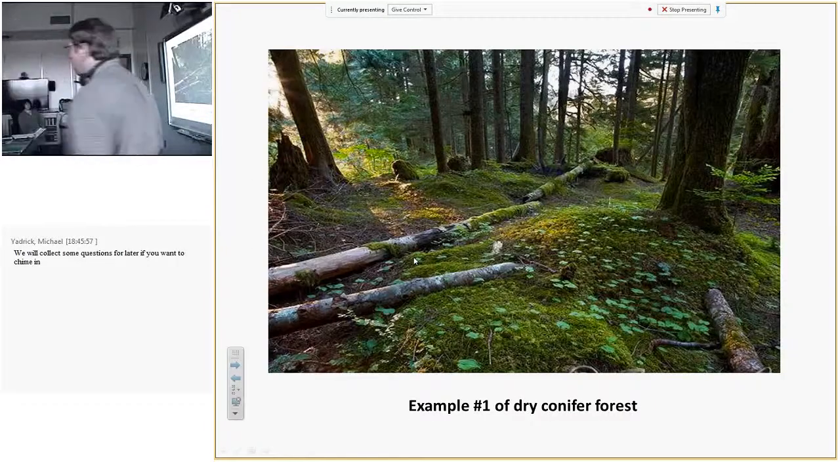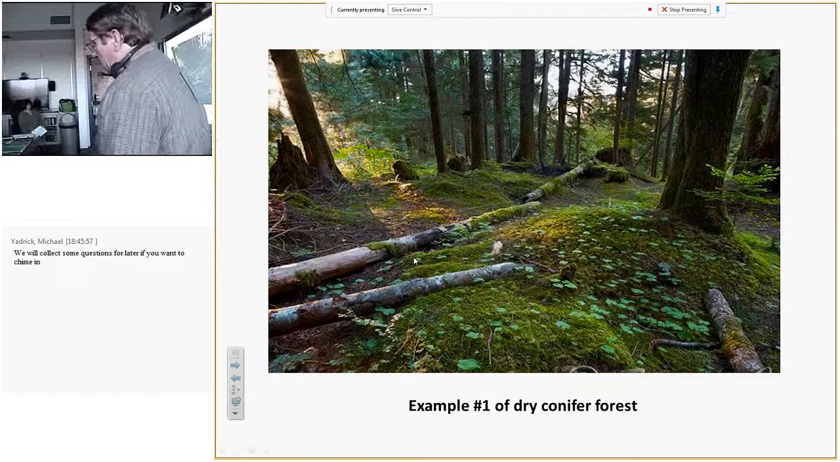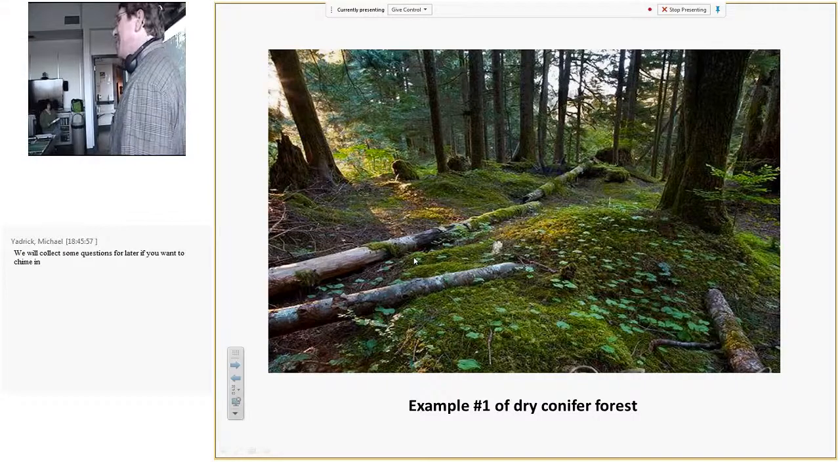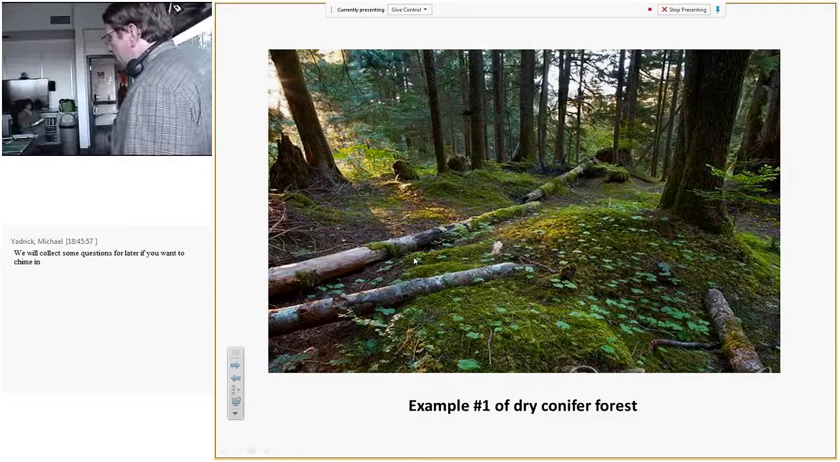So here's an example of a dry conifer forest. It's a Douglas-fir, salal, sword fern dominated community. So it's going to be a well-drained mineral soil, has low nutrients and minerals, dries out in the summer drought, but it isn't too wet in the winter so that the roots would rot.